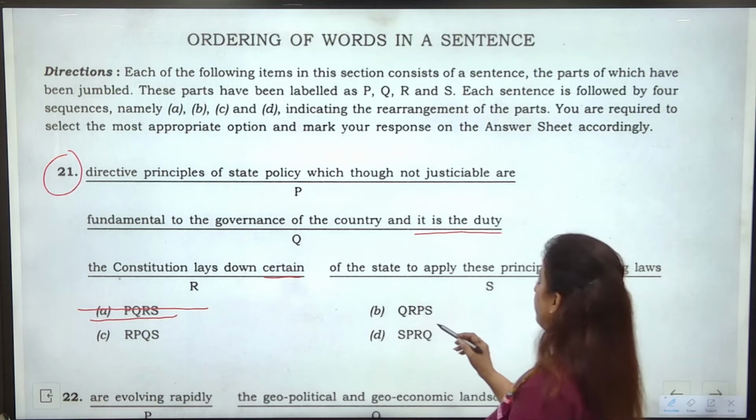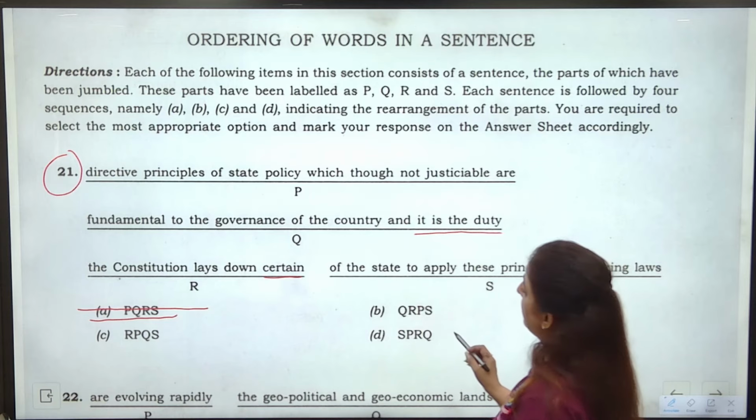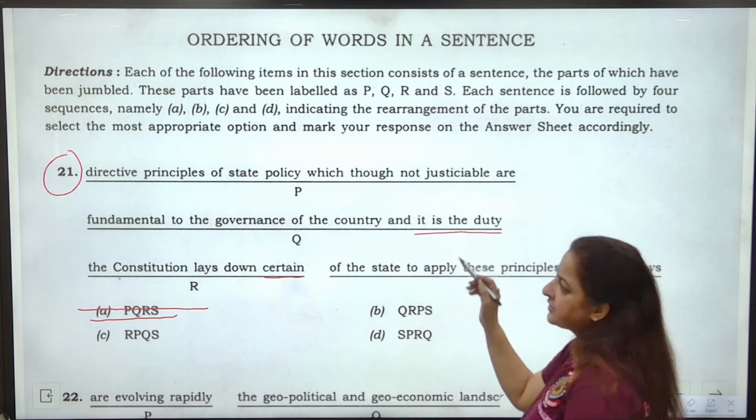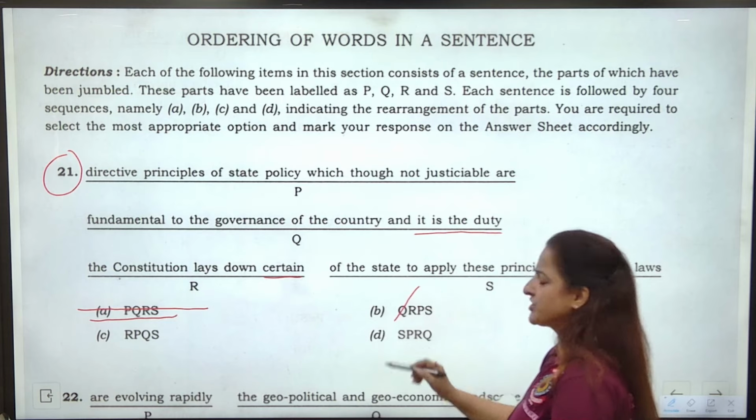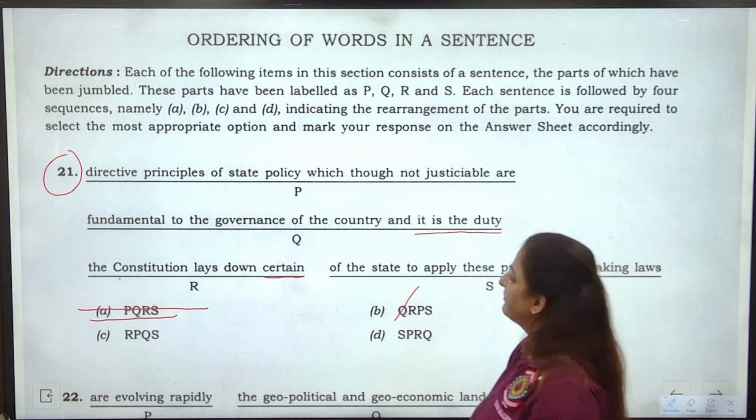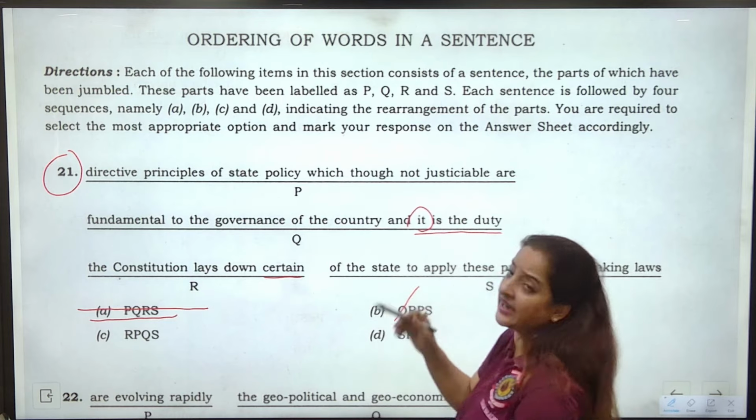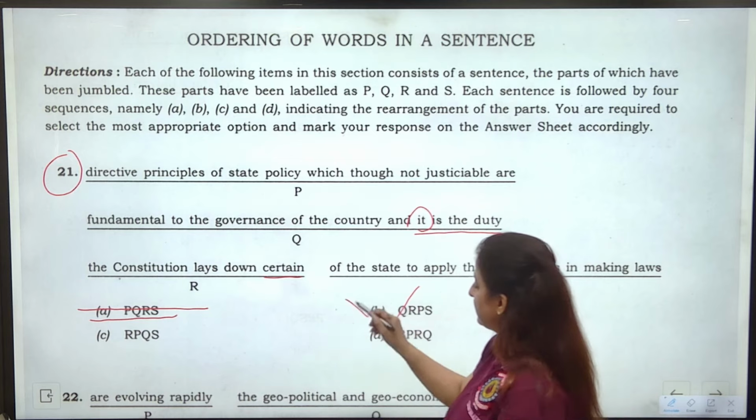Let's read Bravo, QRPS, fundamental to the governance of the country, and it is. ये यहीं पे stop हो जाएगा. Q is not an independent fragment because one wonders ये it क्या है, right? Bravo भी answer नहीं है.